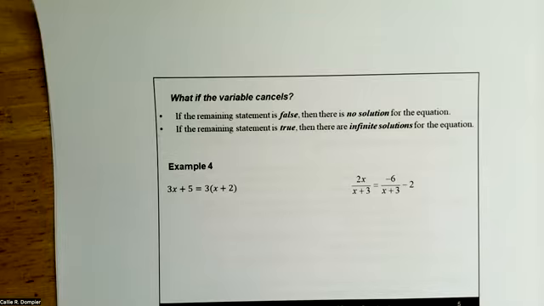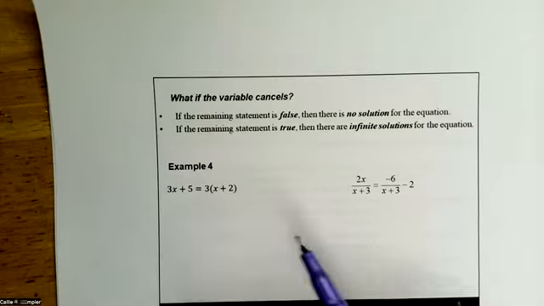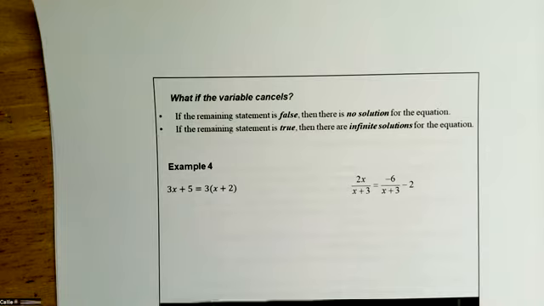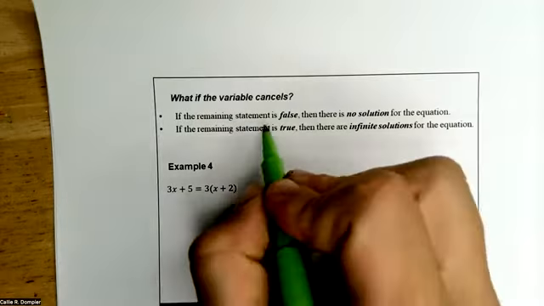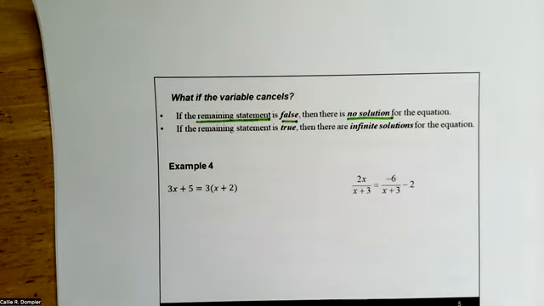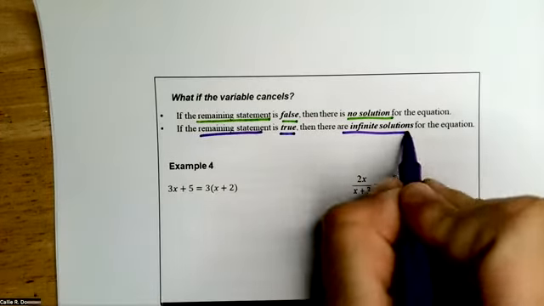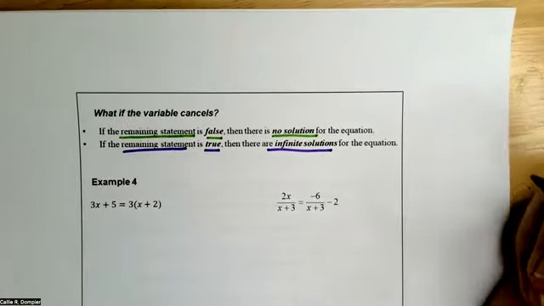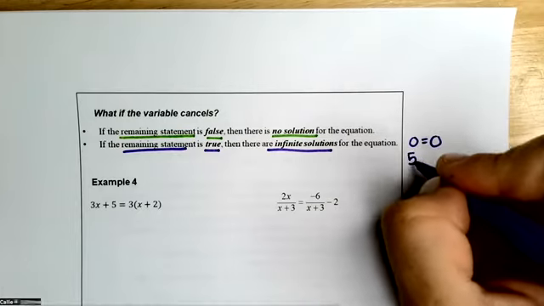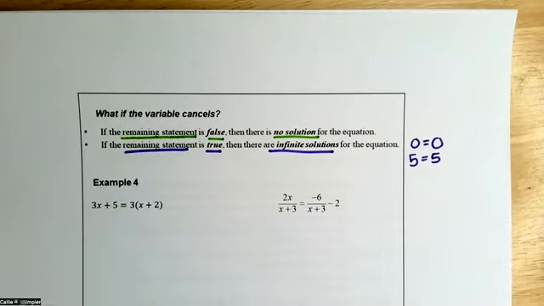So what happens if we are working on equations in one variable with variable x and the x cancels itself out as we are solving it? If the remaining statement, so everything that is left after the x's disappear, is false, we say no solution. If that remaining statement is true, then there are infinite solutions. So infinite solutions would be if it was 0 equals 0 or 5 equals 5, for example. Then that would be all real numbers or infinite solutions.